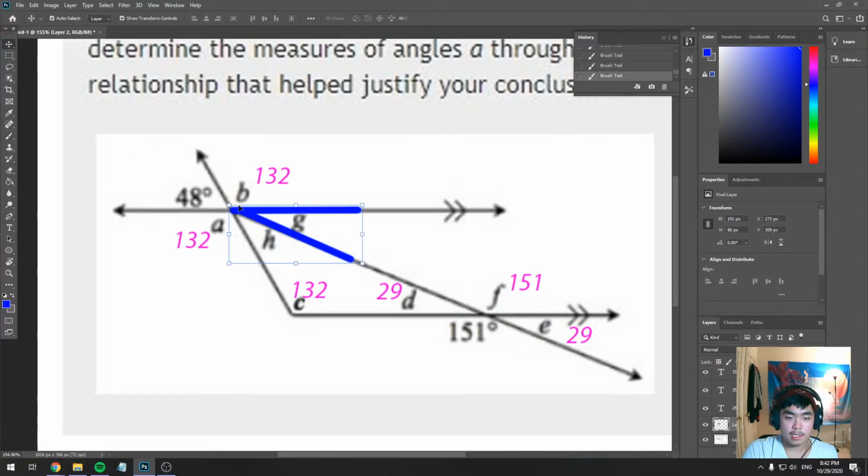If I were to take this angle and move it down here, what do you know? You notice that E is the same as G.